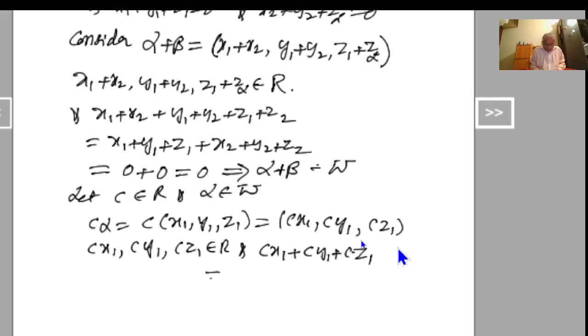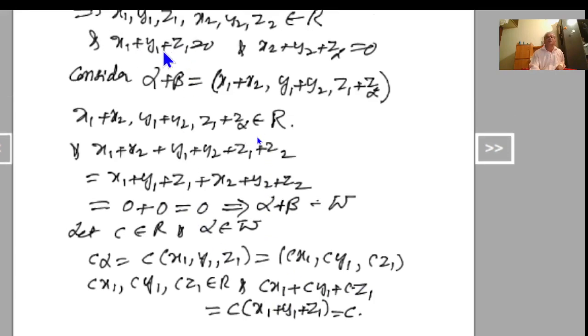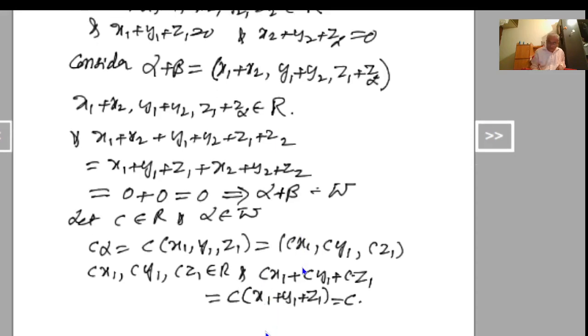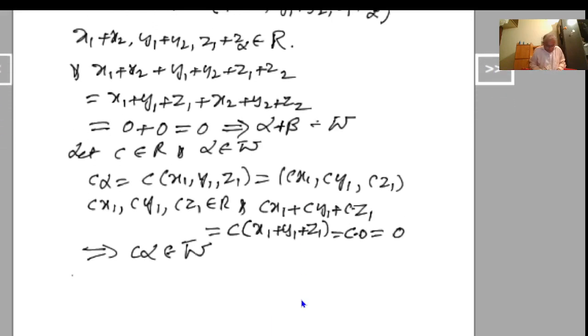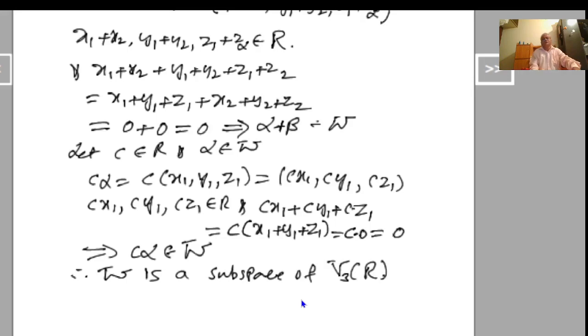So this is equal to C, if I write C outside, x1 plus y1 plus z1. This is equal to C into, what is x1 plus y1 plus z1? It is equal to 0. So that is C into 0, and we know that C into 0 is equal to 0. Therefore, this implies C alpha also belongs to W. So both the conditions are satisfied. Therefore, W is a subspace of V3(R). Here also it is a subspace.